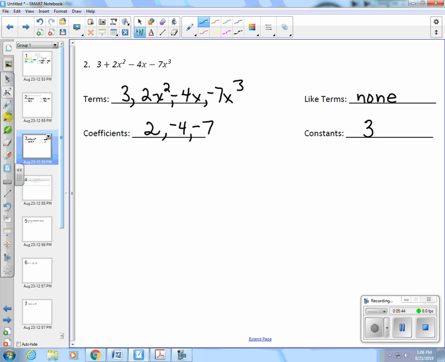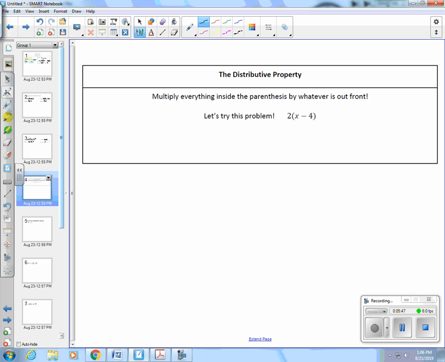Okay, let's go on to the next piece here. With the distributive property, you need to be able to multiply everything inside the parentheses by whatever is outside of the parentheses. So for example, we have 2 times the quantity x minus 4. You're going to be taking the 2 times the x and the 2 times the negative 4. So you're going to have 2 times x and then 2 times a negative 4.